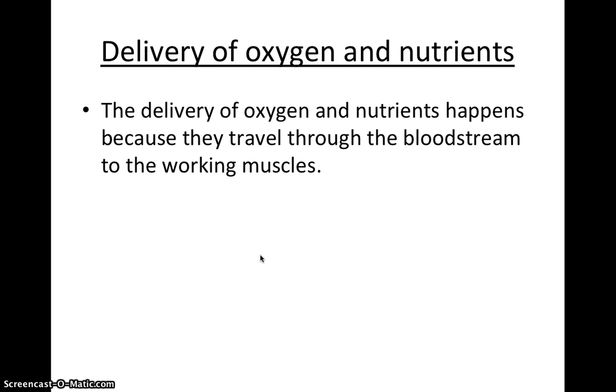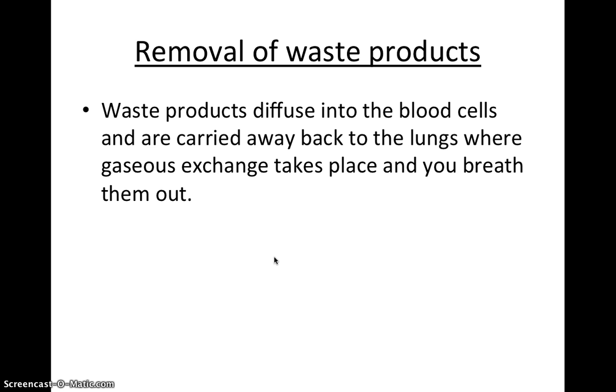Delivery of oxygen and nutrients. The delivery of oxygen and nutrients happens because this oxygen and nutrients would travel through the bloodstream to the working muscles, meaning that they could work at a higher intensity for a longer period of time. Removal of waste products. Waste products diffuse into the blood cells and are carried away back to the lungs, where gas exchange would take place, and then you would breathe those waste products out.